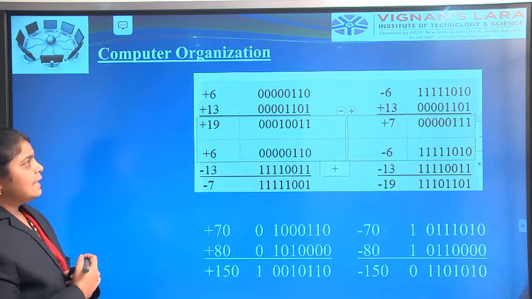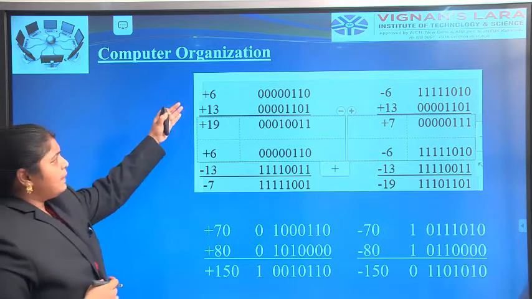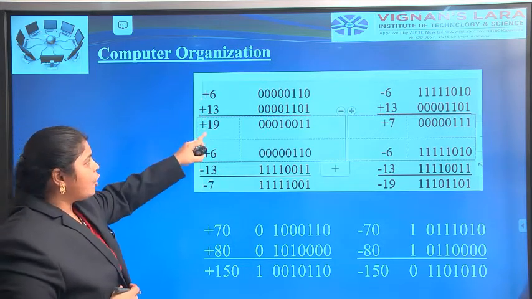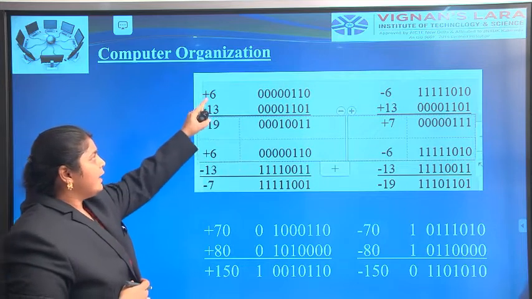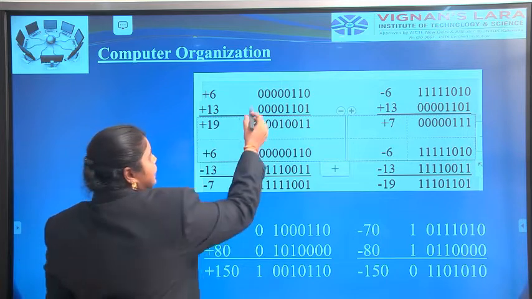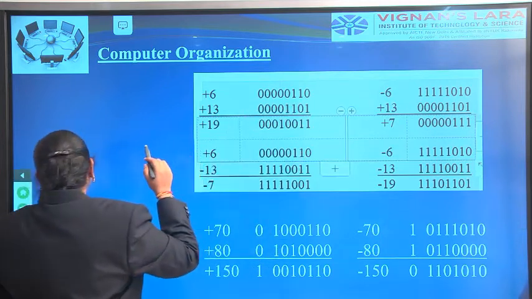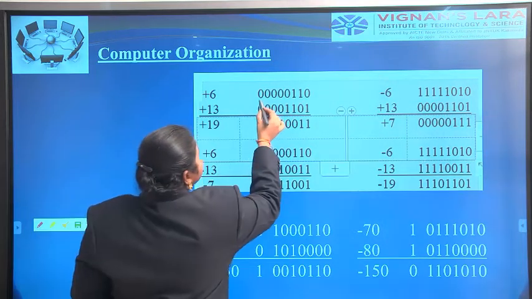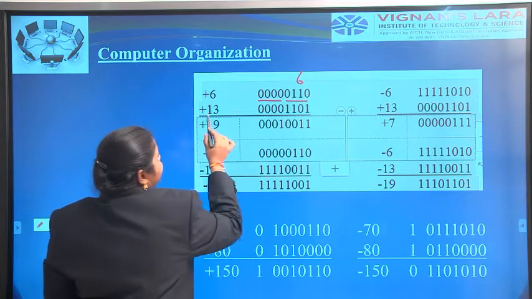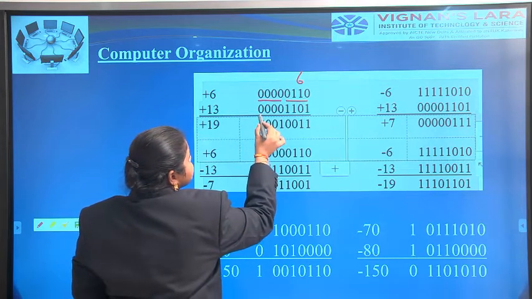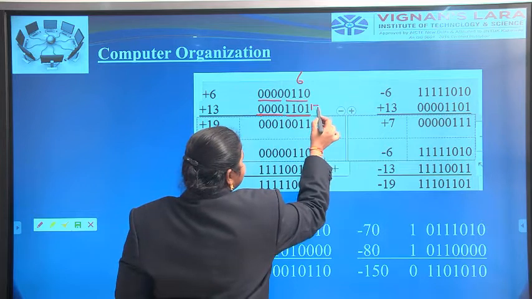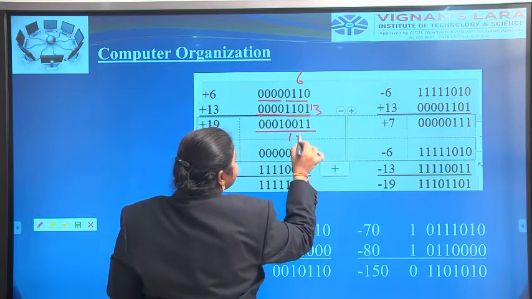These operations can be done for addition and also subtraction. This is in the form of decimal, this is in the form of binary. In decimal, we know 6 plus 13 means 19. In binary format, we have to take 8-bit format. This is the 8-bit representation. 6 is represented in 8-bit, and this is the 13 number. The resultant output will be 19.